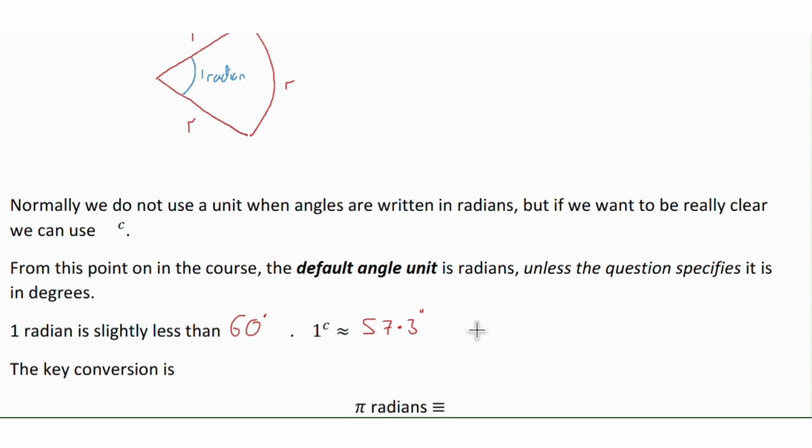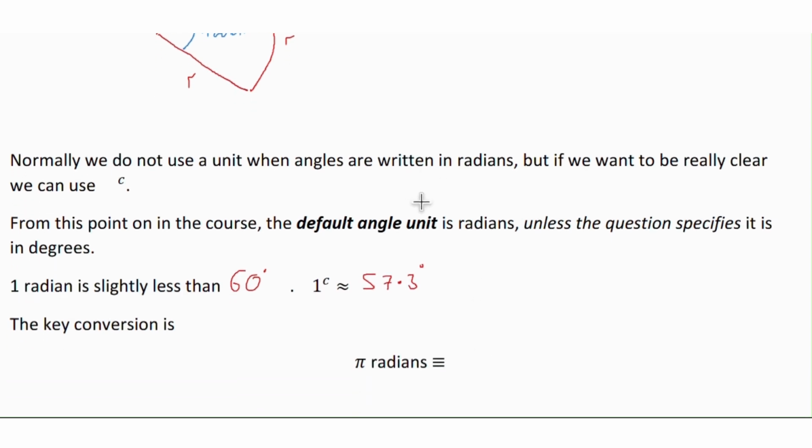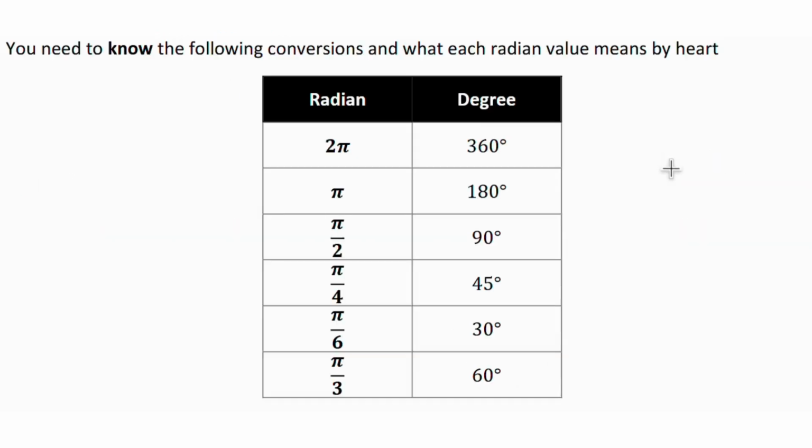But the key conversion that you need to remember is the fact that pi radians is equal to 180 degrees. If you remember that, everything else can be found from there. But there are certain conversions that are worth knowing by heart because they occur commonly.